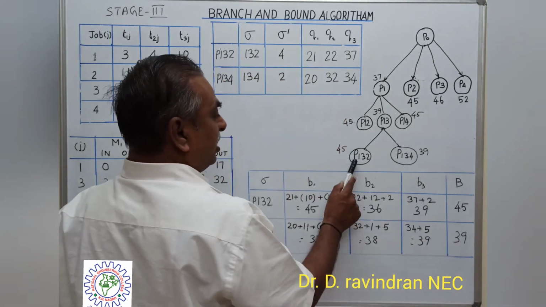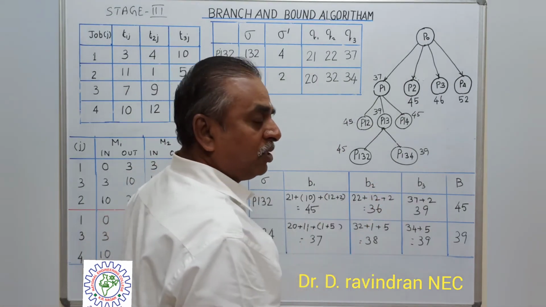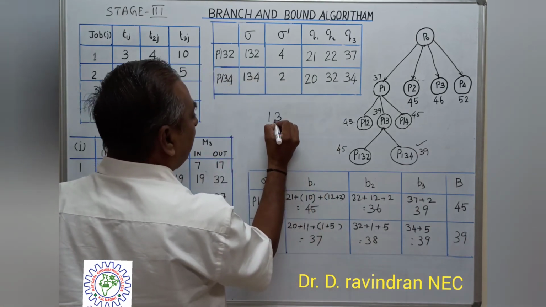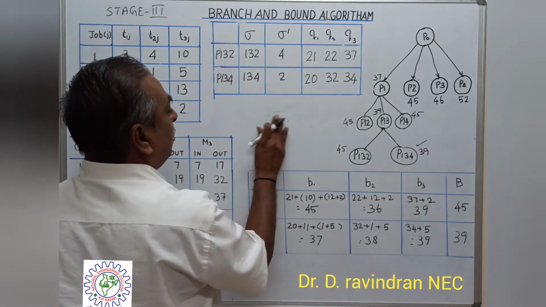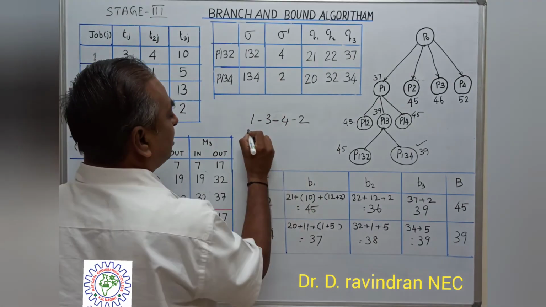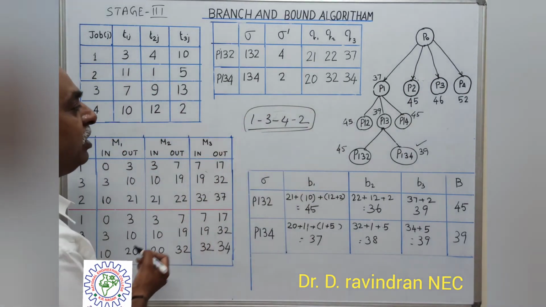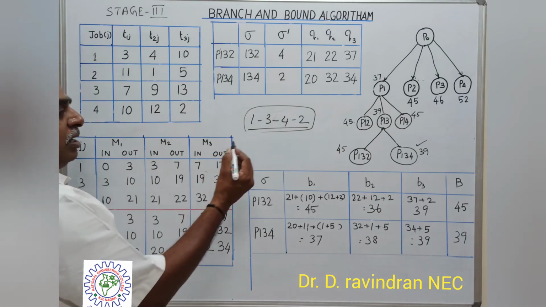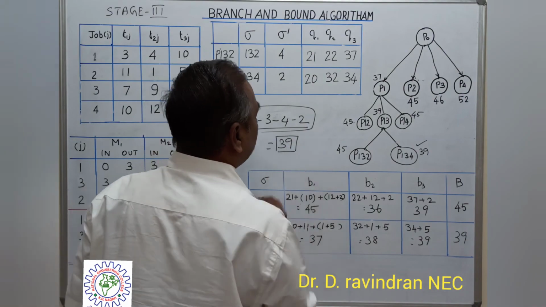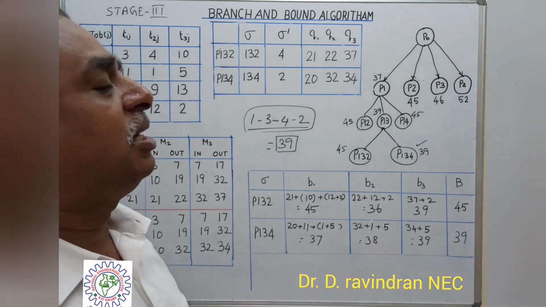So here for the partial sequence 1, 3, 2 it is 45 and for 1, 3, 4 it is 39. So this one is the better sequence. That means 1, 3, 4 is the sequence. Only the remaining job 2 has to be processed last. So when you process this sequence 1, 3, 4 and find out the scheduling time, the maximum time will be equal to 39 only. So the 1, 3, 4, 2 sequence is the best sequence suggested by this branch and bound algorithm.